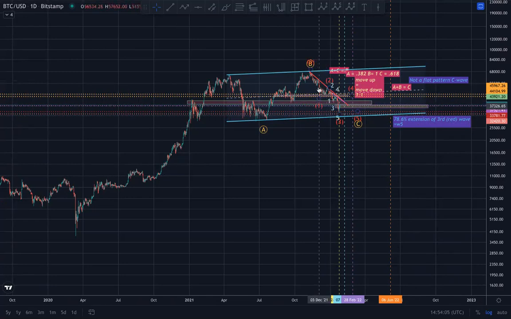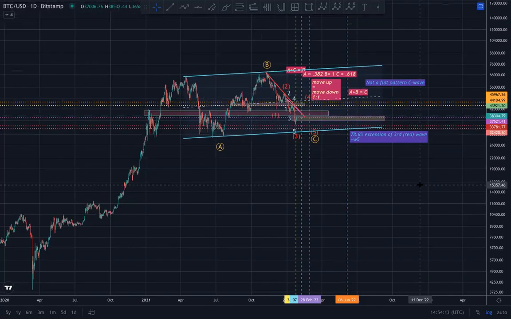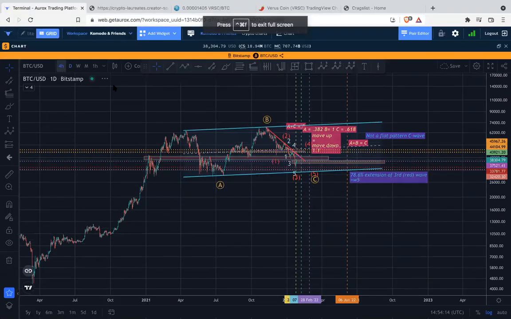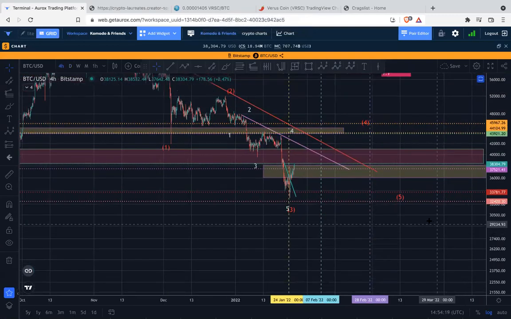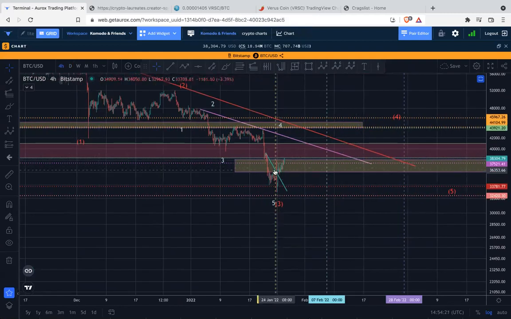I think we've covered everything, possible levels. Let's just zoom in one more time and create a couple of levels to watch. And then we're going to end it here. So I'm going to say we can break this 2 to 4 trend line out of here.